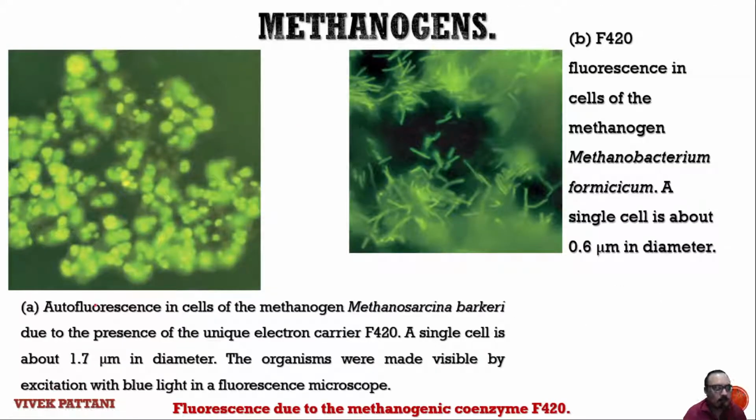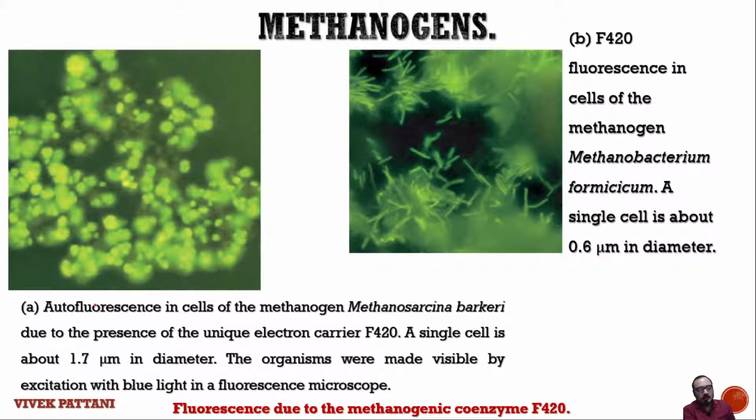Now these are photographs under fluorescence microscopy, where A shows autofluorescence in the cells of the methanogen Methanosarcina barkeri due to the presence of a unique electron carrier, F420. A single cell is about 1.7 micrometers in diameter, and the organisms were made visible by excitation with blue light in the fluorescence microscope.